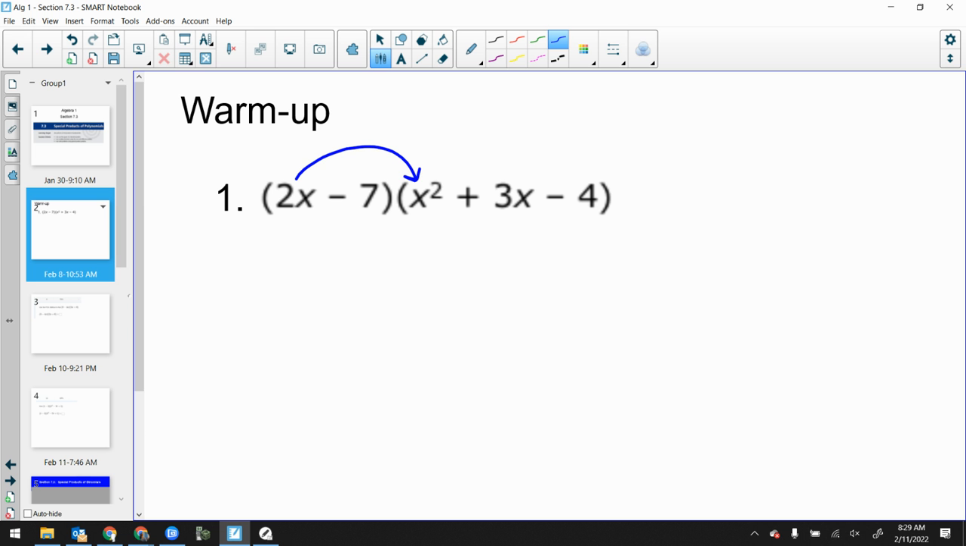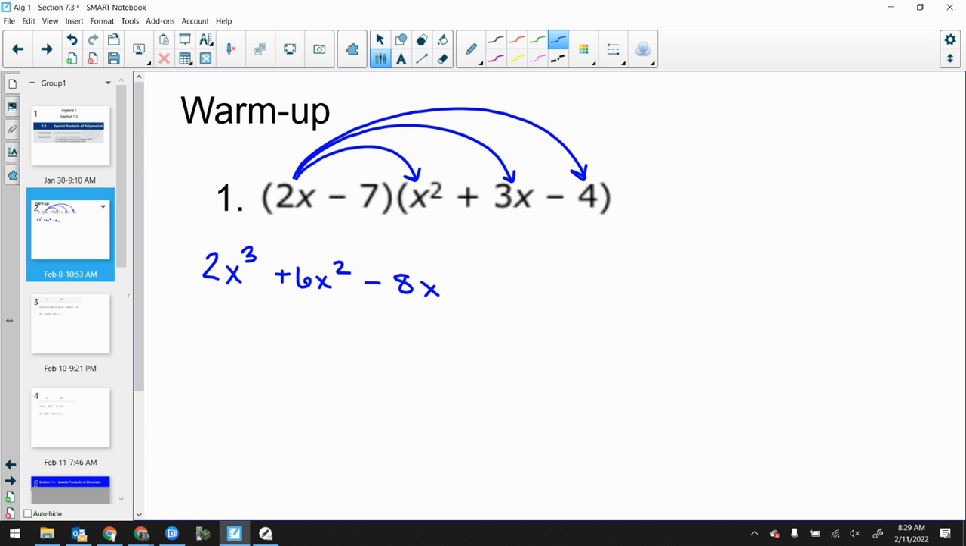2x times x squared, 2x to the third. 2x times 3x, 6x squared. 2x times -4, -8x. Second set of distribution. -7 times x squared, -7x squared. -7 times 3x, -21x. -7 times -4, +28.